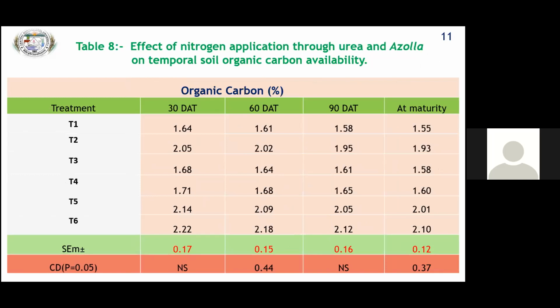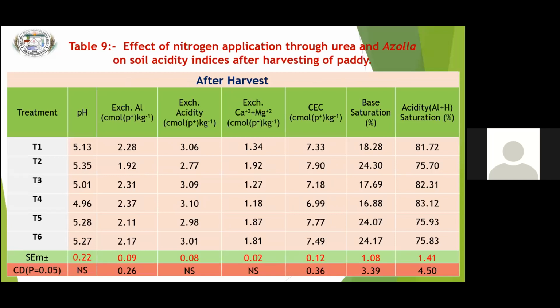So here, if we see the effect on the organic carbon, the T6 treatment has a better organic carbon percentage over time, when we see it at 30, 60, 90 days and at maturity over the control. And here, mainly the effect of urea on soil acidity indices: we can see that treated plots have more organic carbon because of more biomass, and also in combination with urea, which enhances root growth, leading to accumulation of more organic residue in the soil.